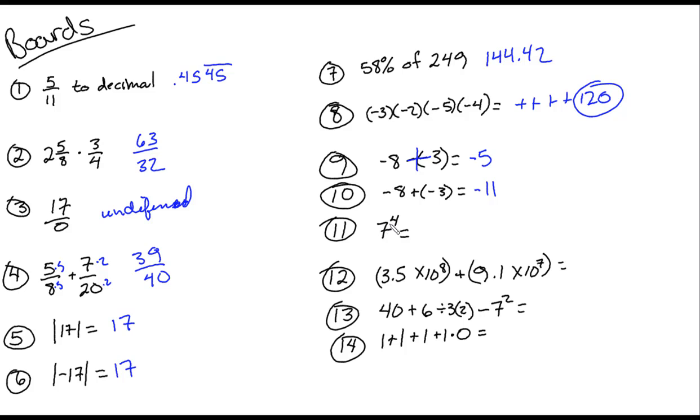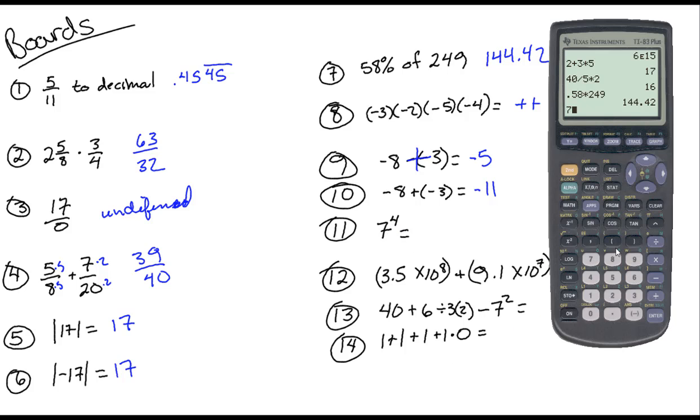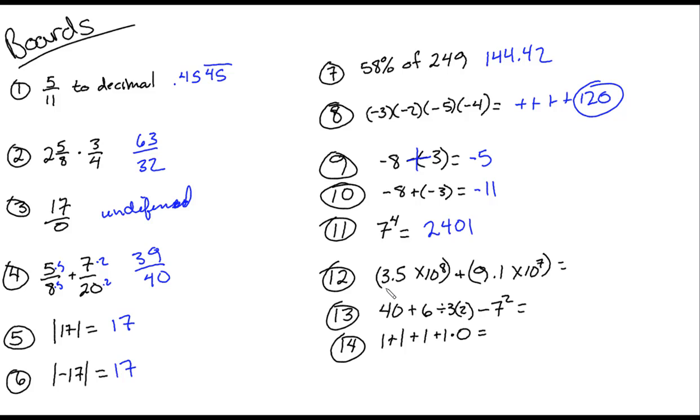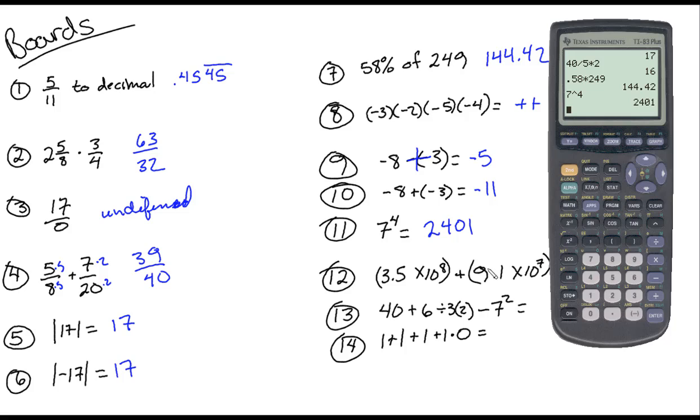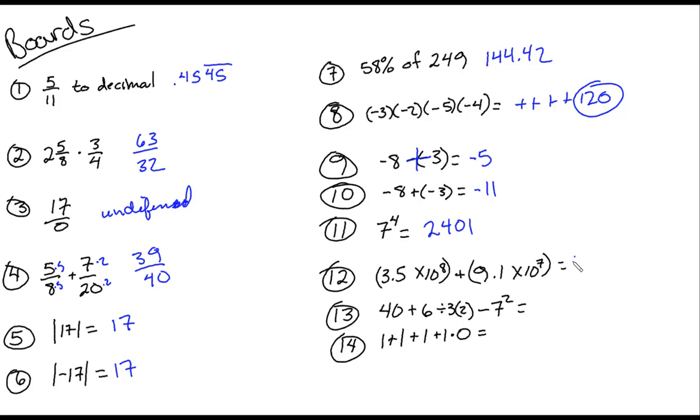7 to the 4th power. When we punch that in, that's going to be 7 caret 4. Excellent. And that's 2401. When we plug these into our calculator, however your calculator uses it, 3.5 times 10 to the 8th plus 9.1 times 10 to the 7th. And, ooh, there we go. Do you think we could make that scientific notation? Mode. Scientific, right there. Let's see what we get. 4.41 times 10 to the 8th. Is that right? 1, 2, 3, 4, 5, 6, 7, 8. Yes. Equals 4.41 times 10 to the 8th power.